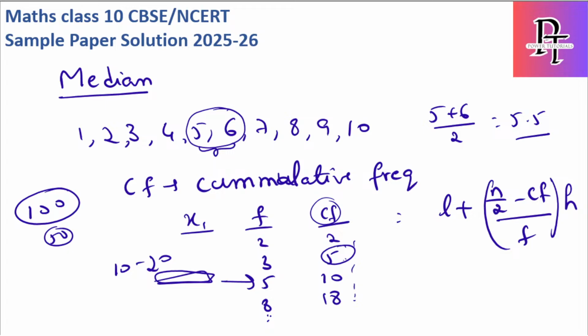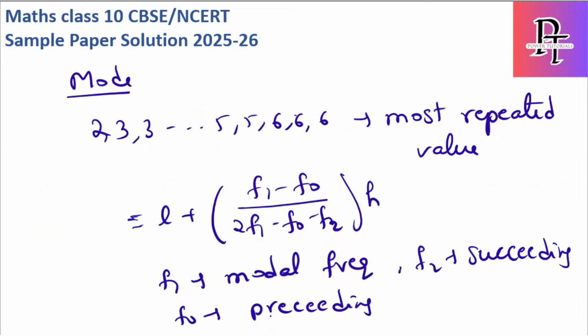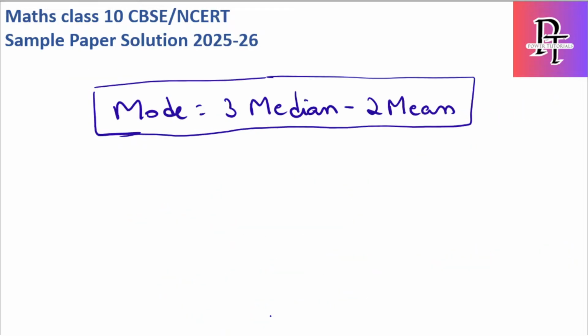And then we covered what is median. We explained what is cumulative frequency and what is the formula for median. In the same way for mode, mode is the most repeated value, and for discrete data you have to use this formula, which is L plus f1 minus f0 by 2f1 minus f0 minus f2 into h. And then we have the empirical formula. This is called the empirical formula. This is very important, and by using it you will get at least 2 to 3 marks.